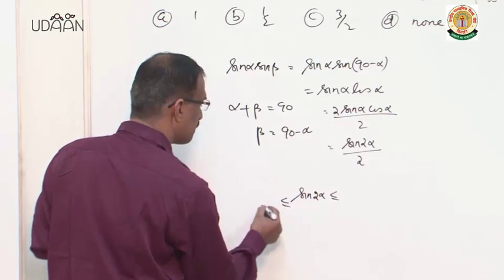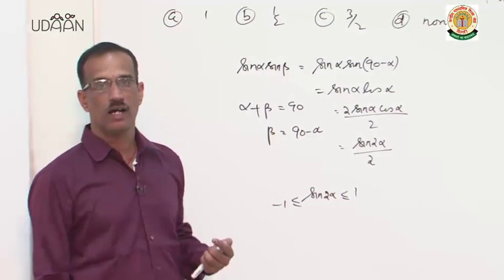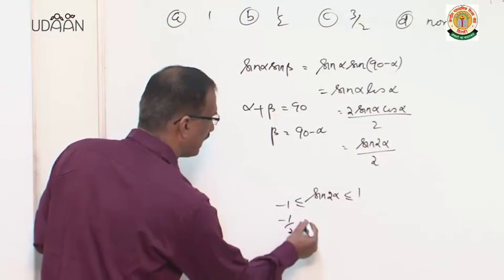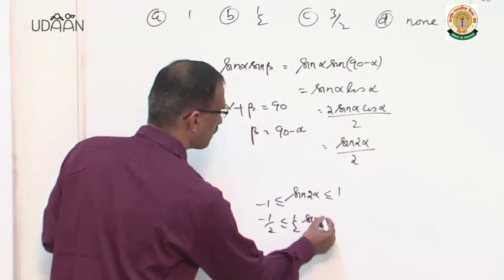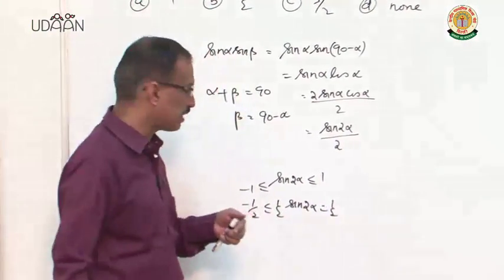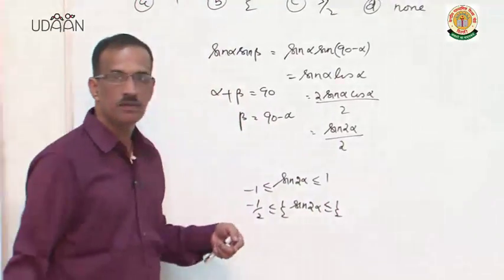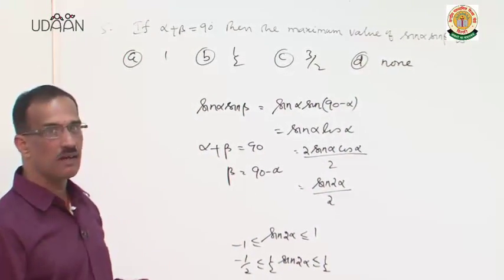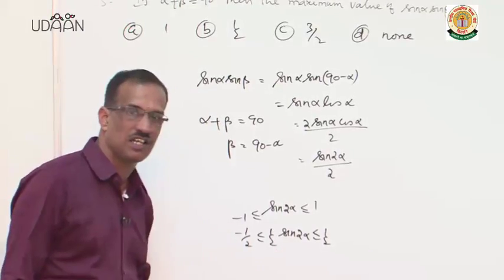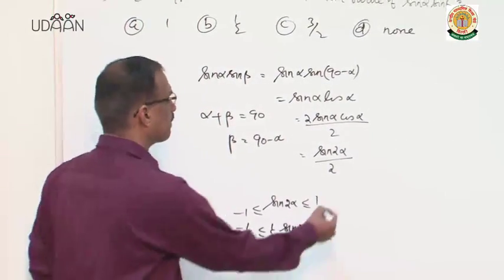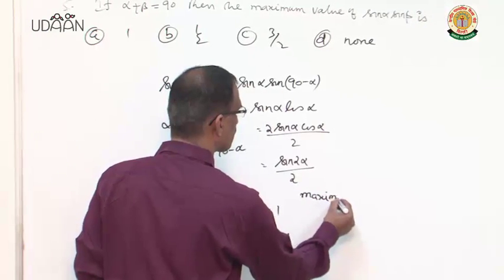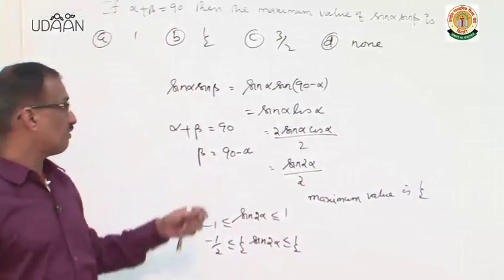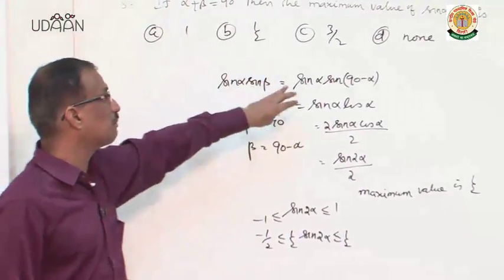You know that the value of sin theta, whatever be that value, lies between minus 1 and 1. So half sin 2 alpha will range from minus half to half. Now what they are asking is the maximum value of sin alpha sin beta. So the maximum value of this expression is half. So the maximum value is half.